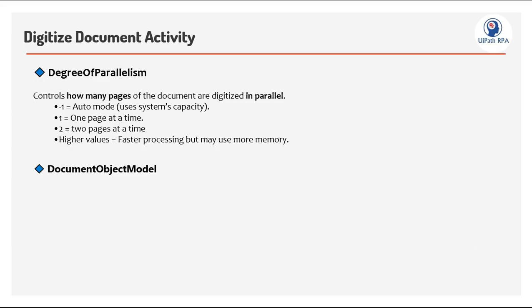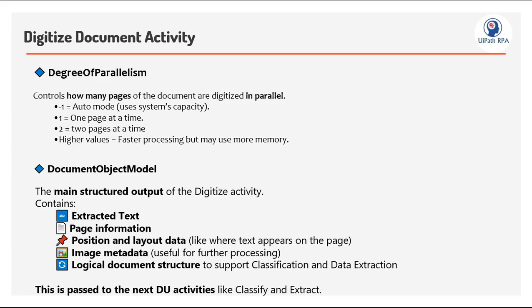Now we have the document object model. This is the main structured output of the digitize activity, which contains extracted text, page information, position and layout, like where the text appears on the pages, image, metadata, and logical document structure. Now let me open UiPath Studio so that I can show you all these things practically. I can explain the document object model and then detect checkboxes.